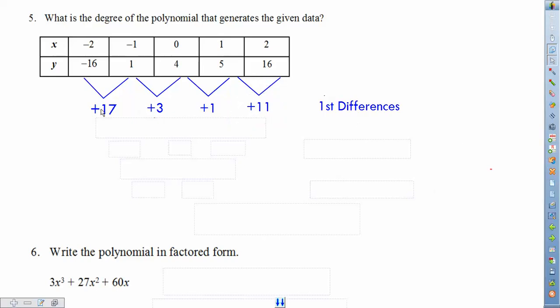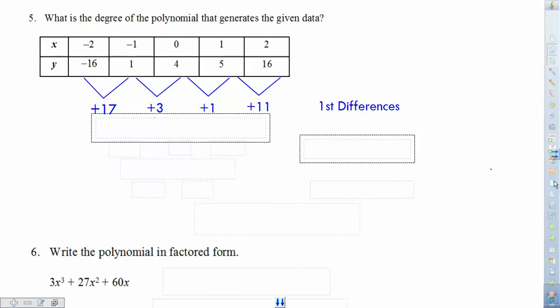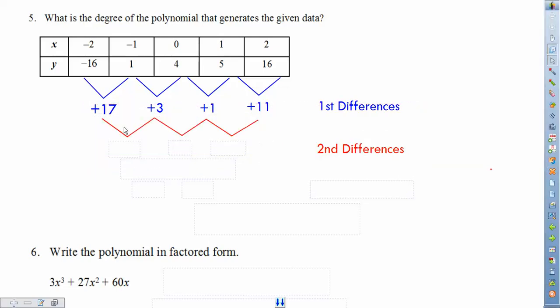Now, see how the first differences are not the same? 17, 3, 1, 11, that means that we continue. What that tells us is that this function was not a linear function. It wasn't a first degree function. So now we move on to the second differences. Okay, and now from 17 to 3. If I travel from 17 to 3, don't I decrease by an amount? How much do I decrease by? I decrease by 14. 3 to 1, I decrease by 2.